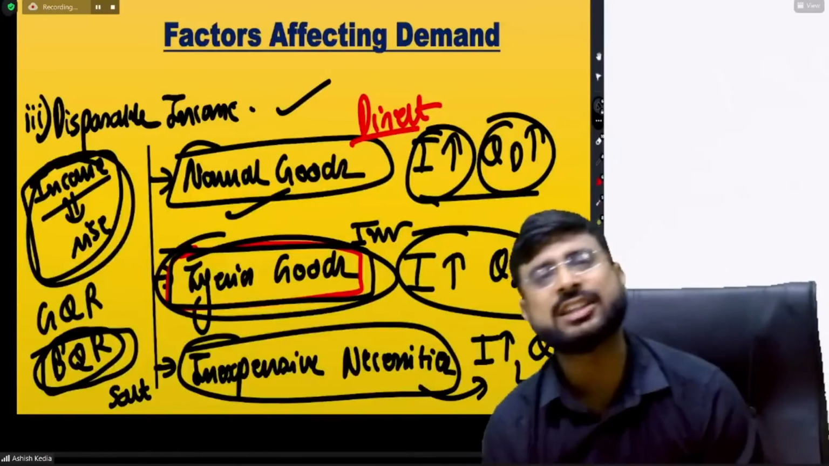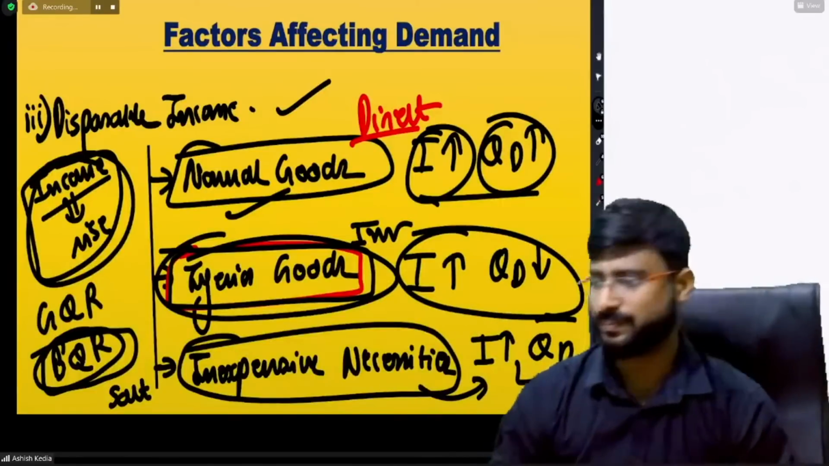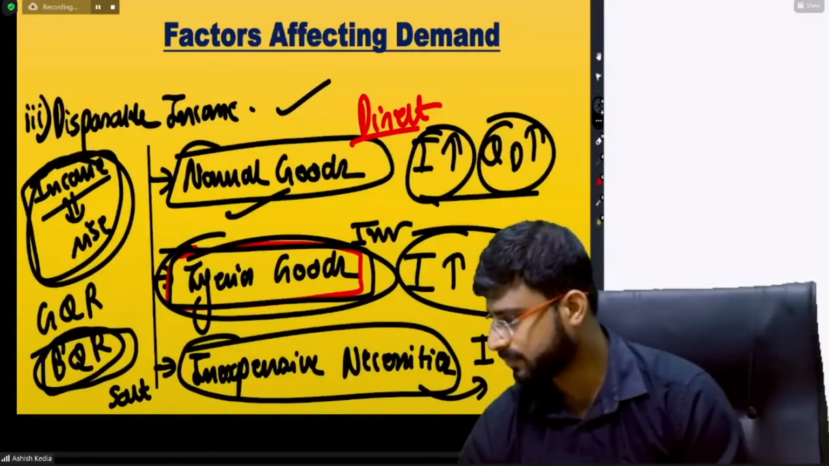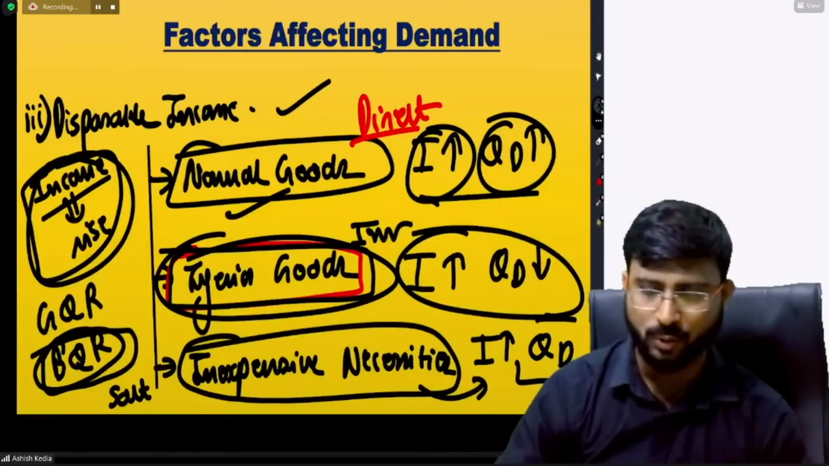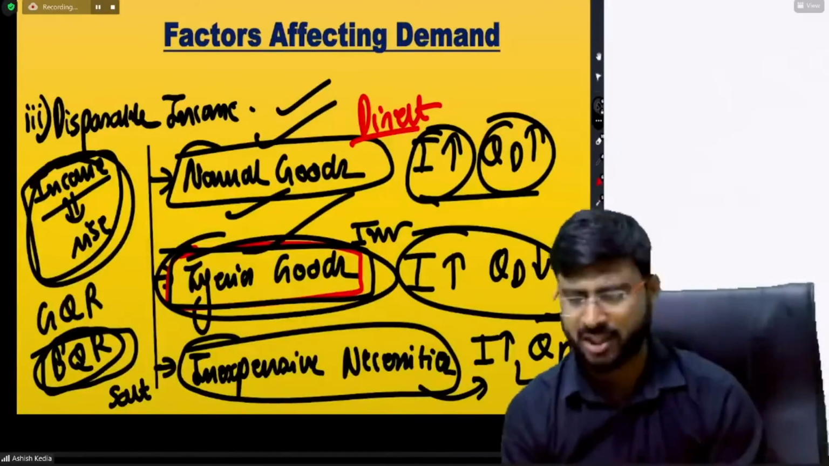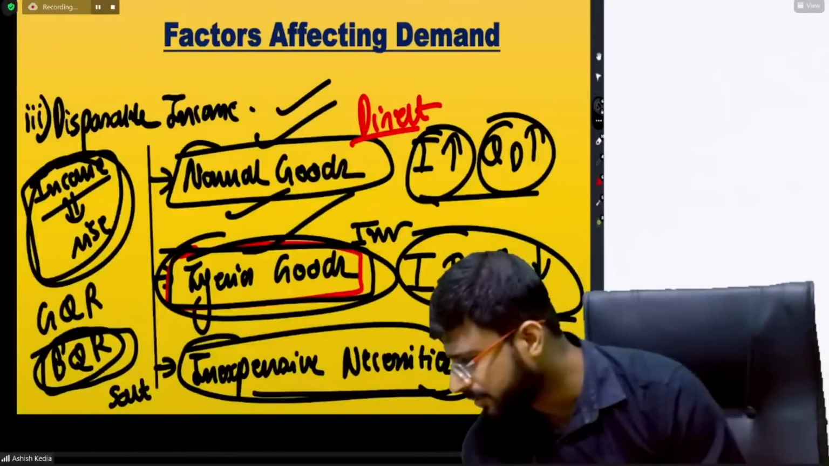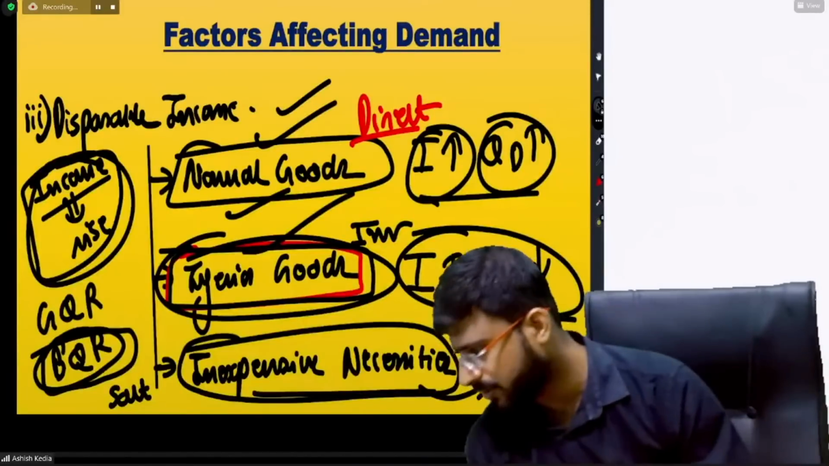This is what we are talking about, inexpensive necessities. I hope it is crystal clear, everyone. Absolutely. So normal goods, direct relationship; inferior goods, inverse relationship; inexpensive necessities, there is no impact. No change as such.